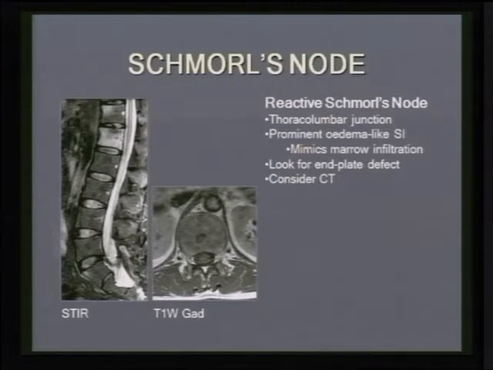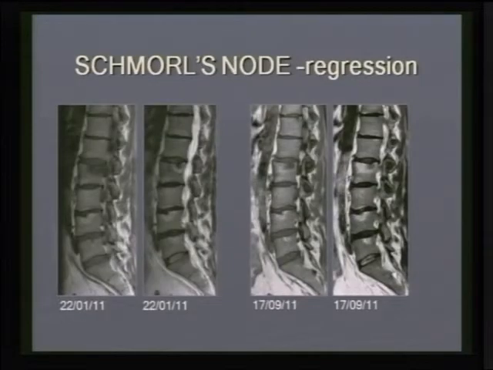If there's any doubt about the possibility of a Schmorl's node as being the cause of this, then what we commonly do is go on and do a CT study to look at the end plate in some more detail. The reactive changes around Schmorl's nodes can also progress. So on your right-hand side, we have type 1 reactive end plate changes in the superior end plate of L2 back in January 2011. And 8 months later, they've progressed on to type 2 changes with healing of the node and presumably some resolution of the patient's symptoms.